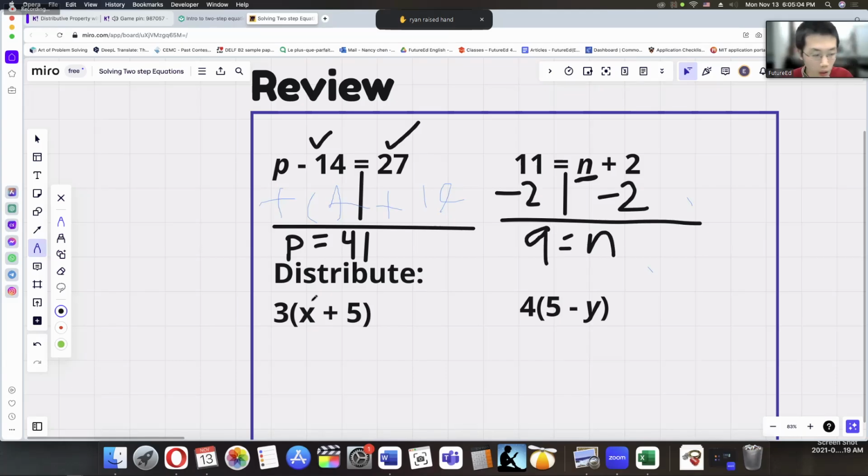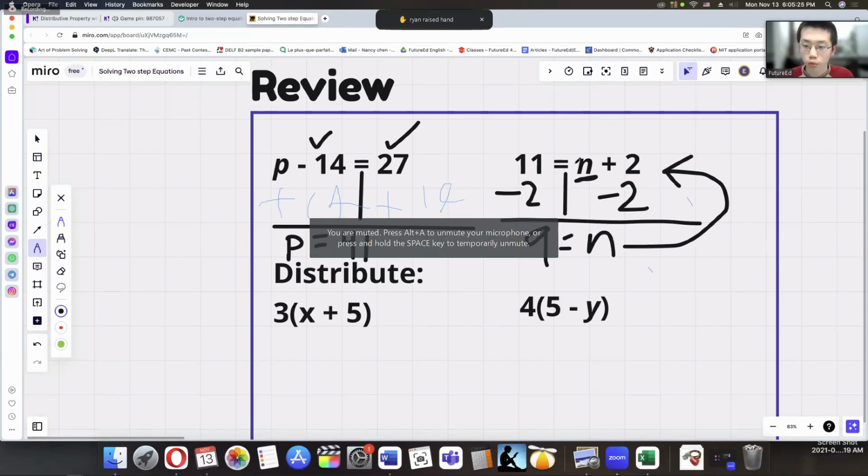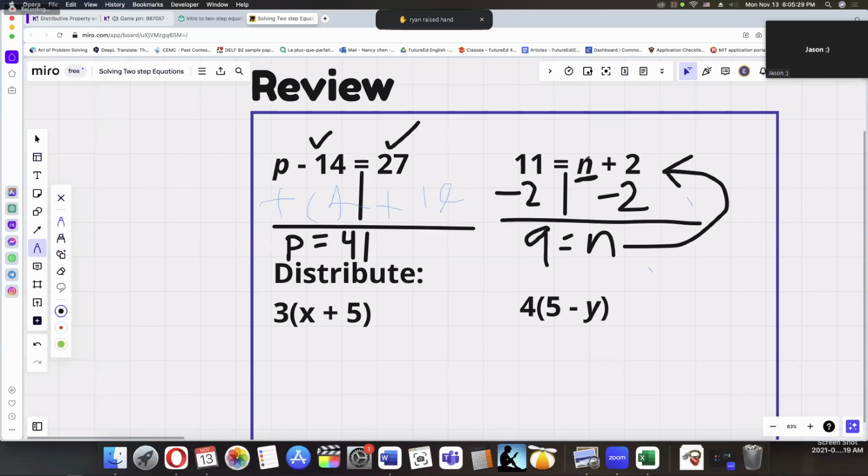Okay. Let's see. Lucas Richardson, are you able to talk, or can you just type in the chat? Okay, Jason, can you verify for me that 9 is the correct answer? So 9 plus 2. Yes, 9 is the correct answer. Okay, so 9 plus 2 is 11, so we know that 9 is the correct answer. Okay, so we can solve one-step equations.